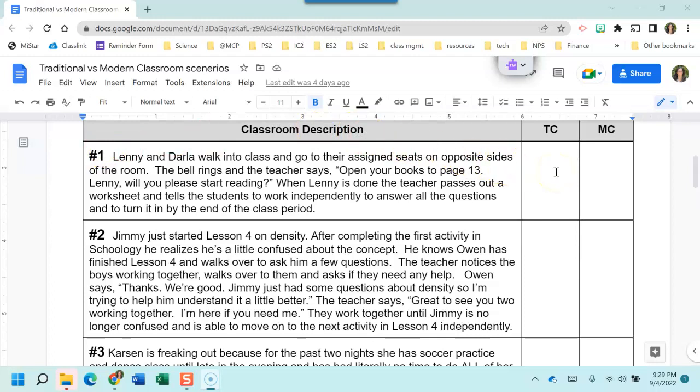Is this a traditional classroom or a modern classroom? Choose one and then underline one piece of evidence from the scene that supports your answer.